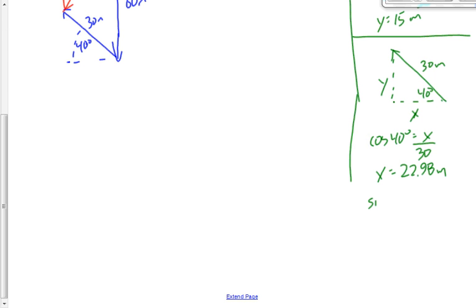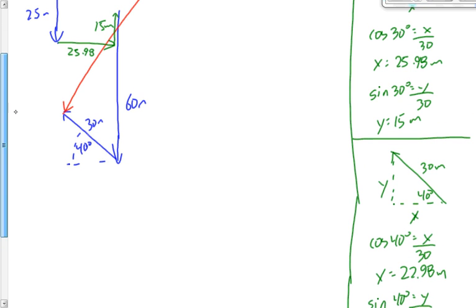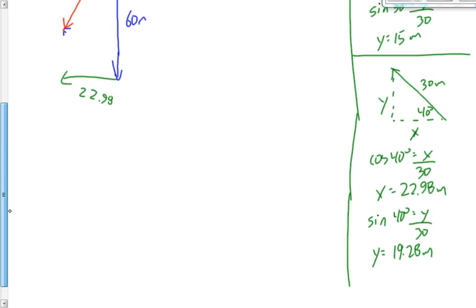And the y component is going to be found by the sine function. 30 sine 40 is 19.28, thank you. All right, now I can replace that other one with 22.98 to the left. Yeah, we don't need to redraw our vector diagram, but for some people it's helpful. For me it is. 22.98, and then the next one was 19.28.